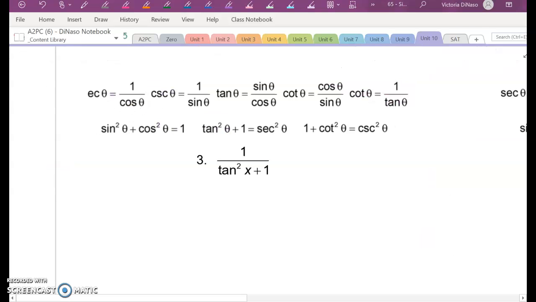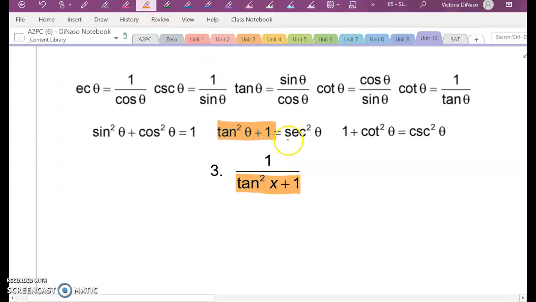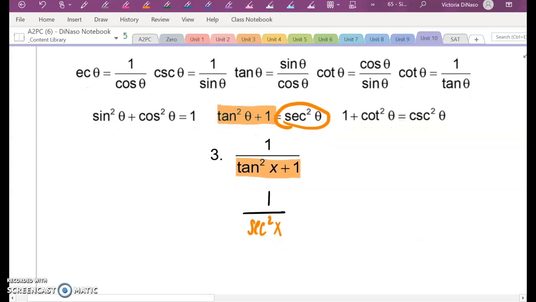All right, number 3, so we've got 1 divided by tangent squared x plus 1. I'm looking in this problem, and I see that tangent squared plus 1 is right here, which is the same thing that's in my problem. So I have an identity that I can replace it with. I can change it into 1 over secant squared x. This problem has an x in it, so I'm going to use x. You can use theta, though. It really does not matter, okay? Theta, T-H-E-T-A. So I've got 1 over secant.